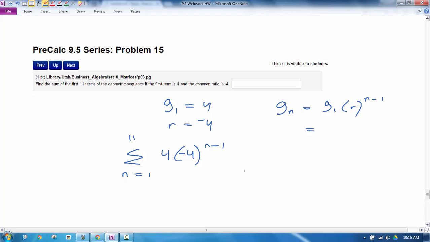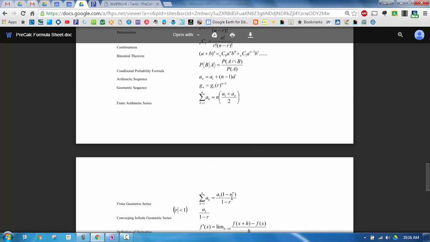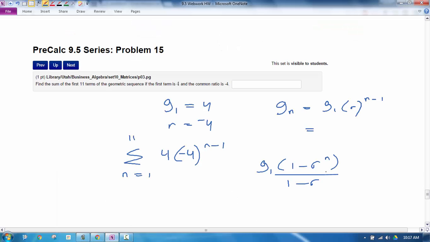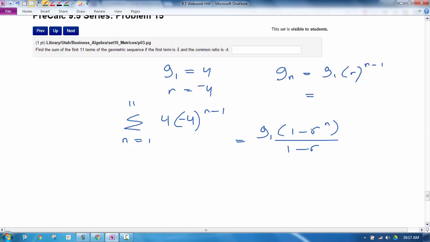We also have a formula for this on the formula sheet for a finite geometric series right here. We actually even used this in the last section. That formula is right here. It's the first term, a sub 1, g sub 1, whatever you want to call it. So the first term is 4. We have 1 minus, and then this is -4 to the nth power, which would be 11 in this case, and then 1 minus -4.